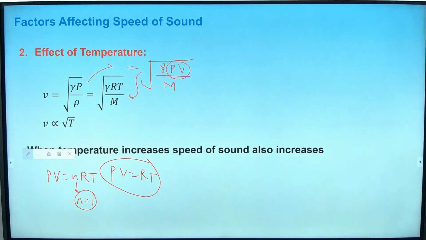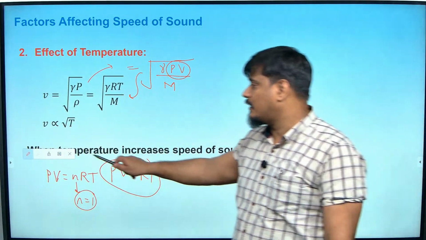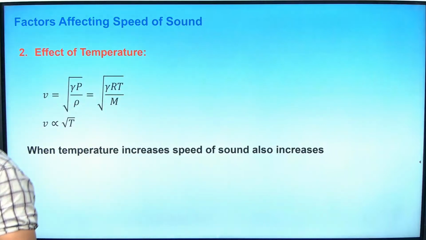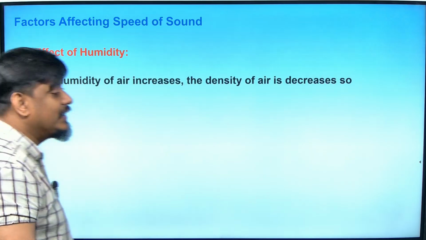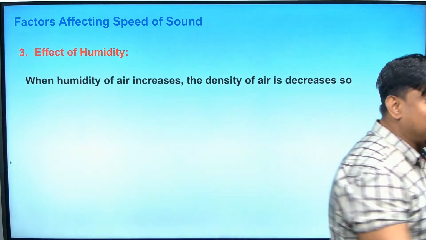Can I proceed further? Third factor? Third factor that affects the velocity of sound is the humidity. I told you, effect of humidity. If humidity is increasing, density of air is actually decreasing.